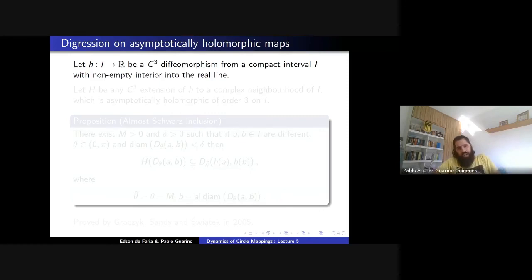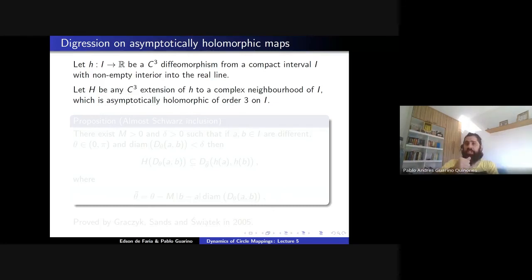But as I was saying, in your first iterate you behave like a power of three, but then you are always a diffeo until you come back. So at each iterate you have a C3 diffeo onto its image, little h, and then you take capital H, which is a C3 extension to a complex neighborhood, asymptotically holomorphic of order 3. And this can always be done. We borrow from a paper by Graczyk, Sands, and Świątek a possible construction, actually a quite suitable way because it has very nice properties, to construct these extensions.